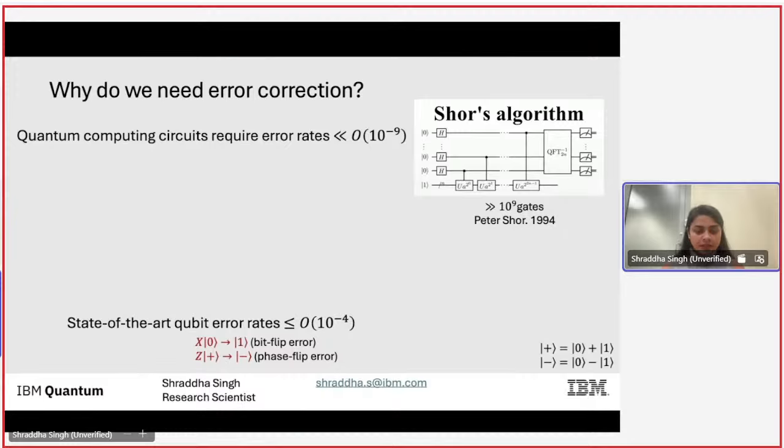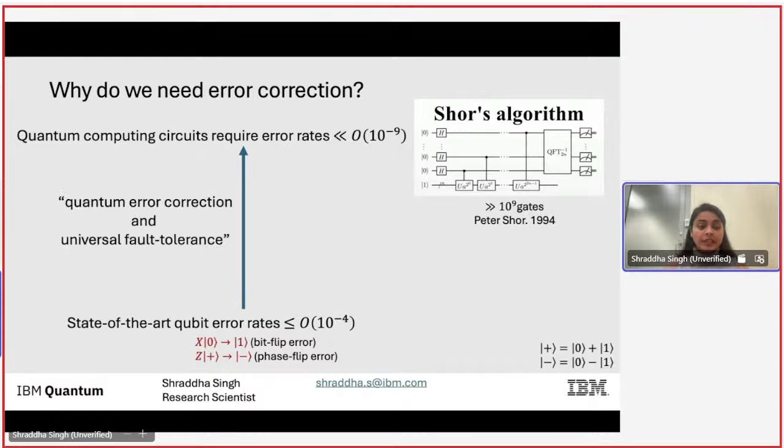So in order to take care of these errors, to get to this 10 to the minus 9 requirement, we need error correction and universal fault tolerance. That means while using qubits which can undergo an error with a probability of something around 10 to the minus 4, how do you achieve quantum computing circuits which do not undergo an error with a probability which is much lower than 10 to the minus 9?